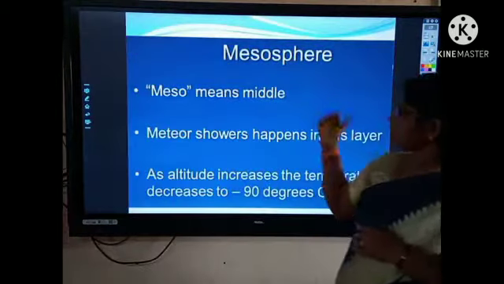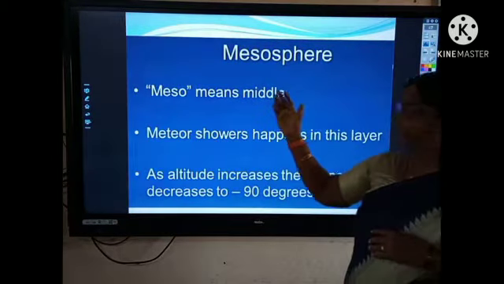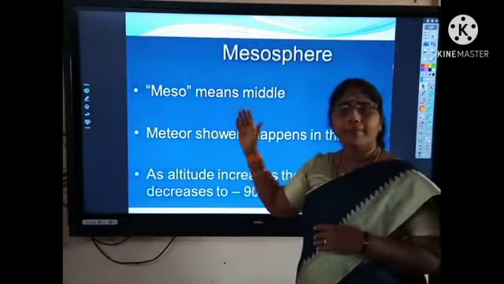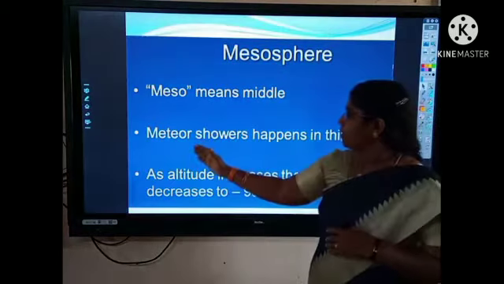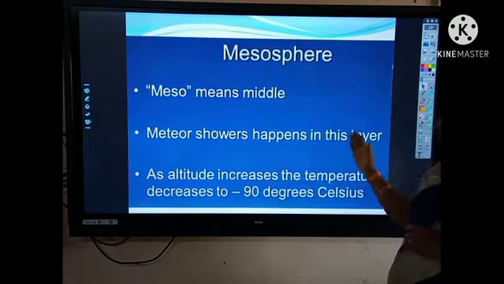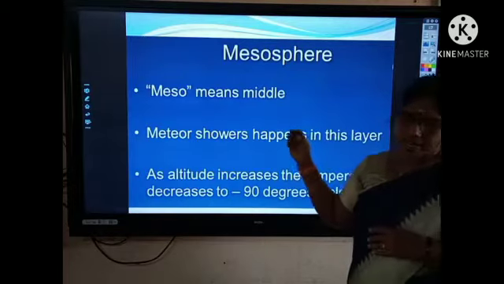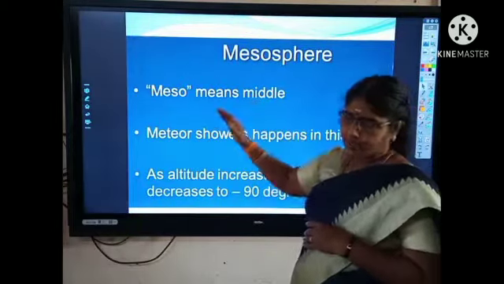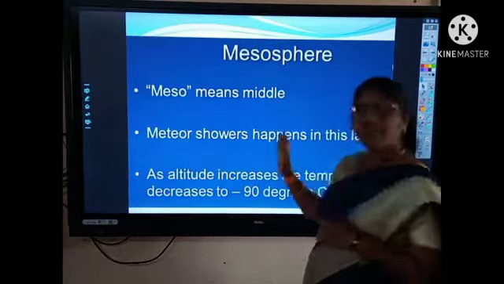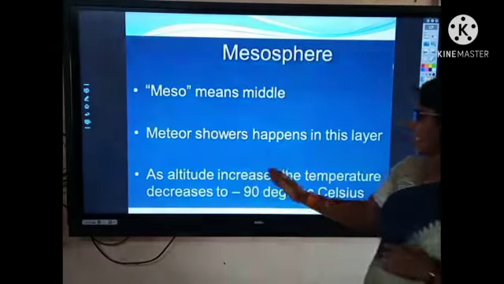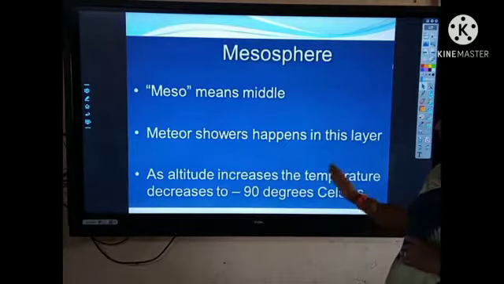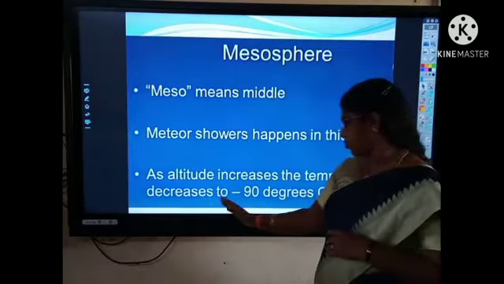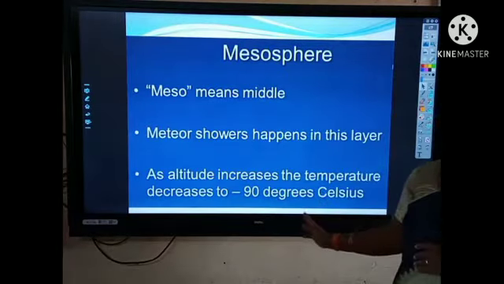Next we will see the mesosphere. Meso means middle. Meteor showers happen in this layer. Meteoroids and asteroids burn up in the mesosphere due to friction. As altitude increases, the temperature decreases to about minus 90 degrees Celsius.